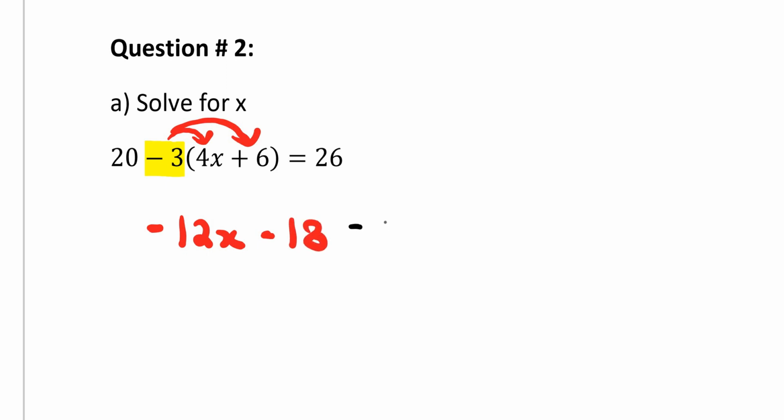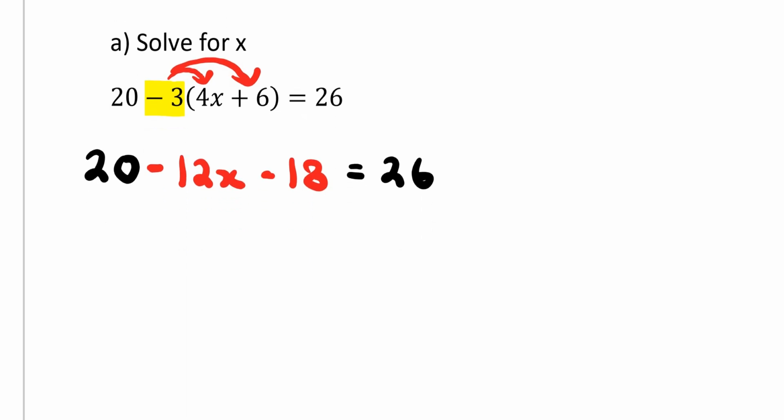And that's going to equal 26 on the right-hand side, and I also have my 20 on the left-hand side like that. Sometimes the brackets are in the middle of the problem, sometimes the brackets are in the front of the problem, but you need to get rid of the brackets by distributing. Now you want to look for like terms. I have a 20 and a negative 18, right?